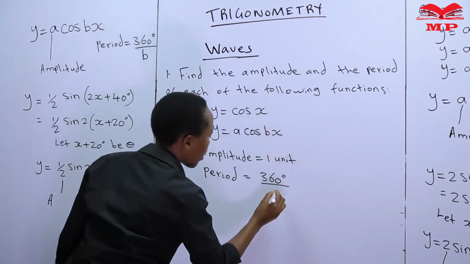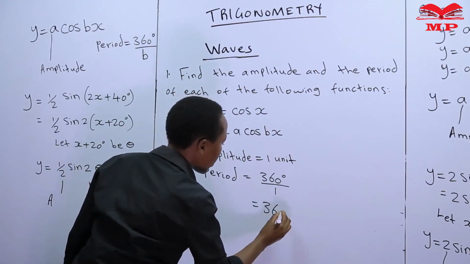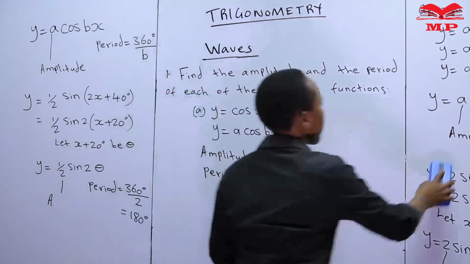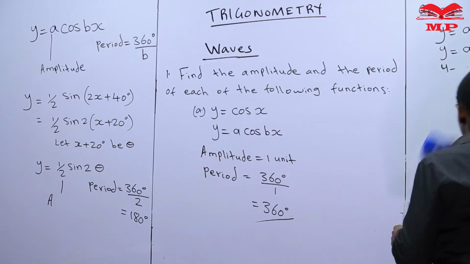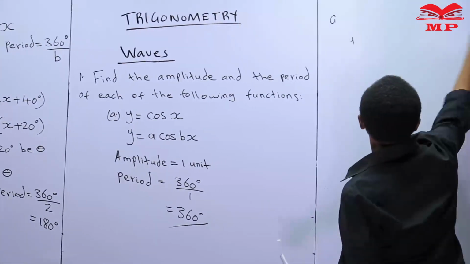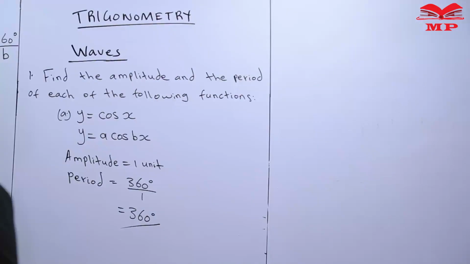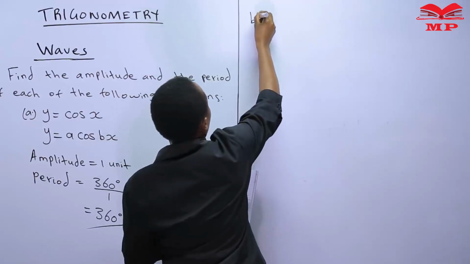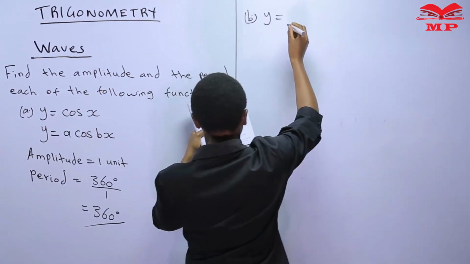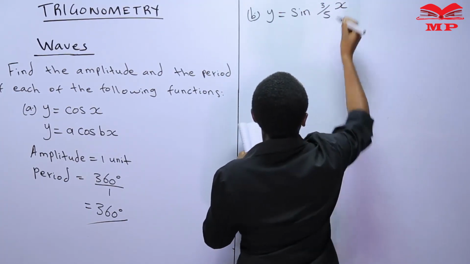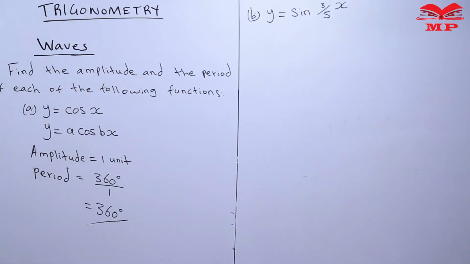Our b here is 1, so we divide by 1 and get 360 degrees. That's the period. Part B of that question, we are still finding the amplitude and the period when we have been given the wave function. In our second one, we have y is equal to sine 3 over 5 x.